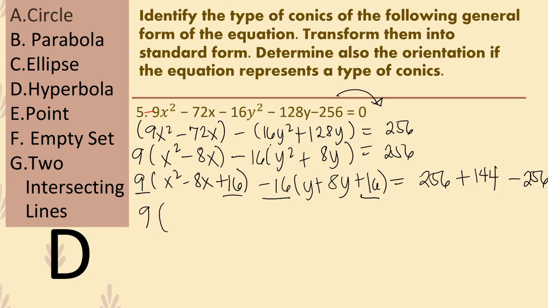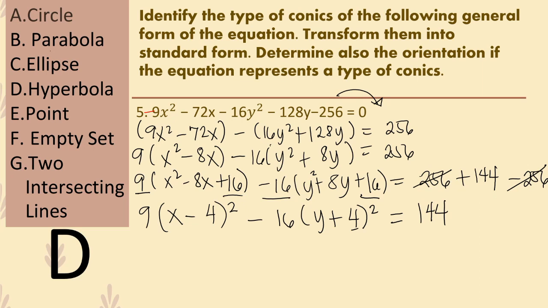Maging 9. Square root ng x squared is x. And then, square root ng 16 is 4. Follow the sign of the middle term. Then, minus 16, so ito dapat ay y squared. So, square root ng y squared is y plus 4. Square root ng 16, which is 4, is equal to, so, positive 256 minus 256 is equal to 0. And then, matitira is 144. And then, divide natin both sides by 144.